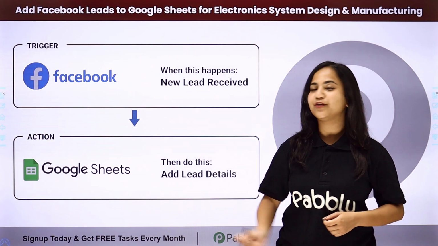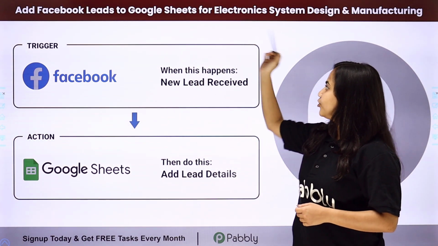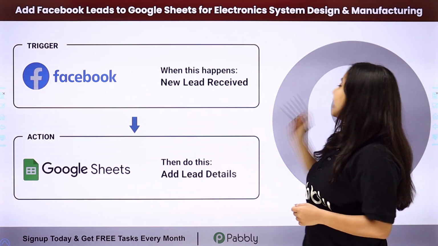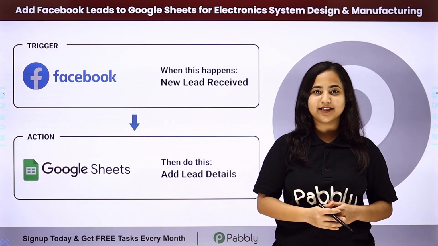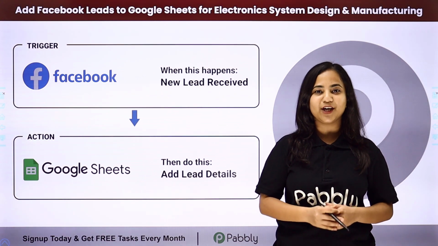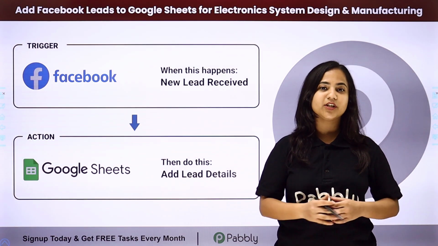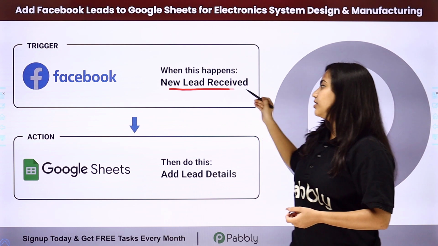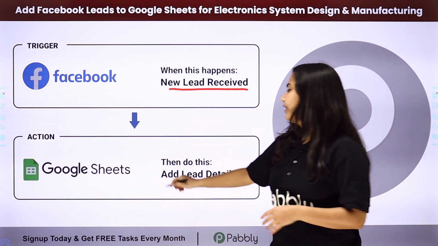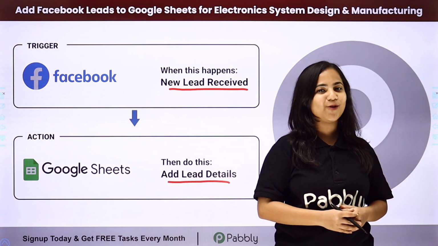Today in this video, we are going to see how to add Facebook leads to Google Sheets for electronic system design and manufacturing. So I own an ESDM business, and to promote my business, I use Facebook lead ads. And here my objective is that whenever a new lead is received through Facebook lead ads, all the lead details would be added into the Google Sheets automatically.